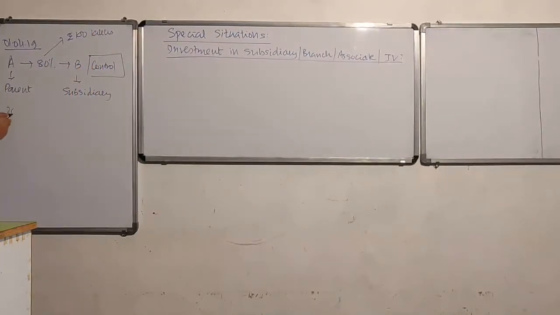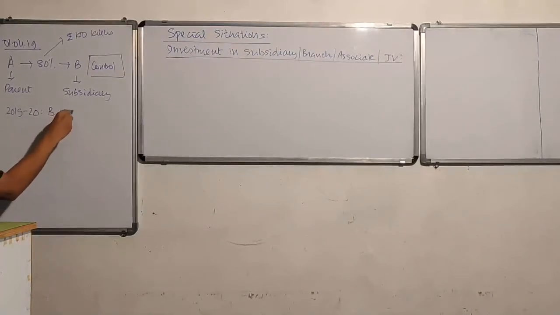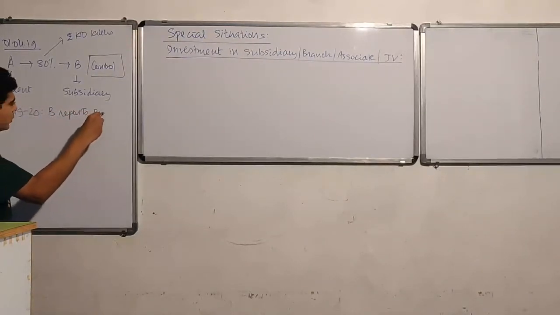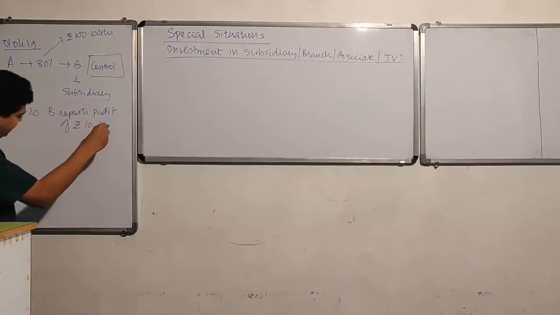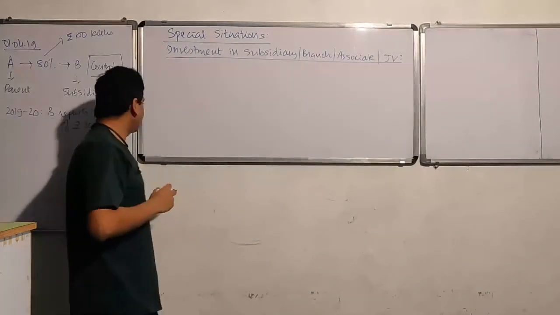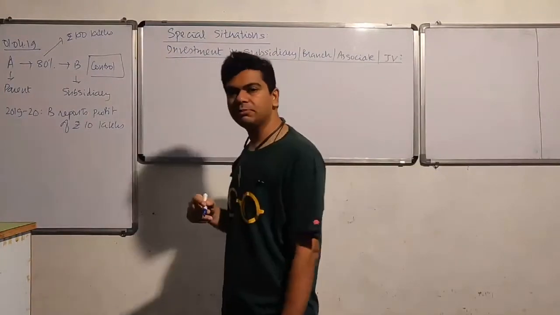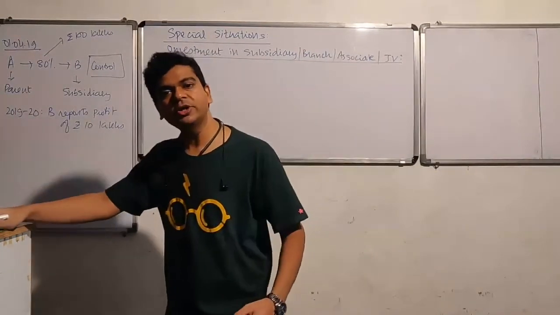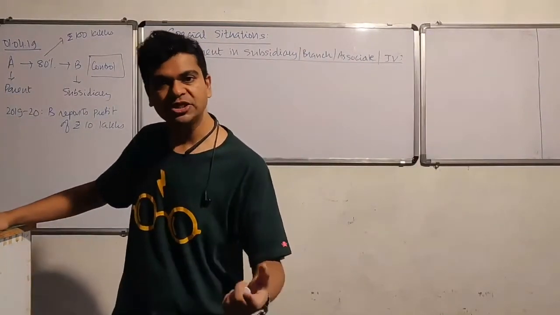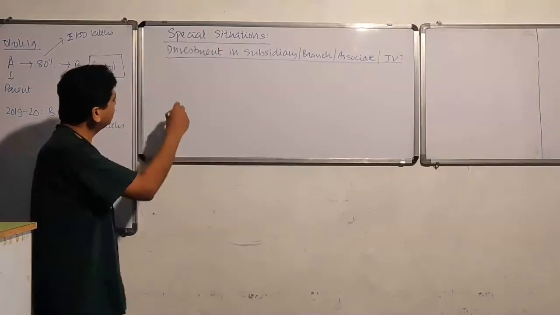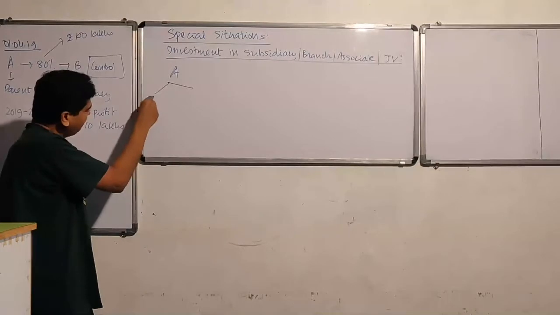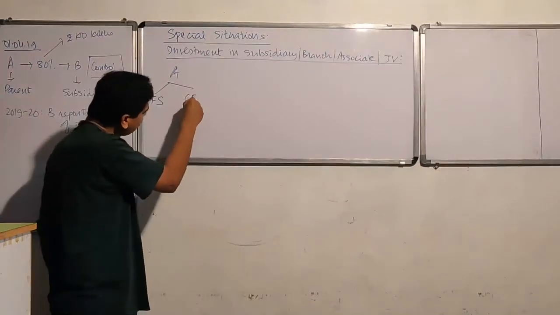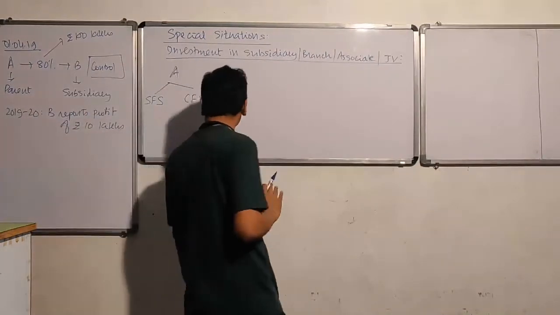Now, in the year 2019-20, let us say, B reports a profit of rupees 10 lakhs. So the year is coming to an end and B, as your subsidiary, has reported a profit of 10 lakhs of rupees. Now when it comes to company A, A will prepare separate financial statements. A will also prepare consolidated financial statements.